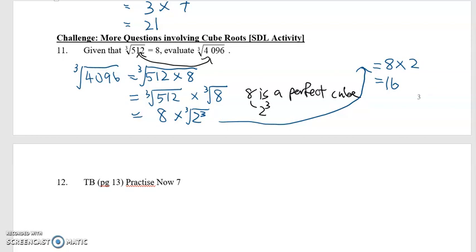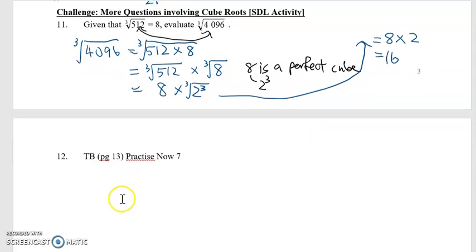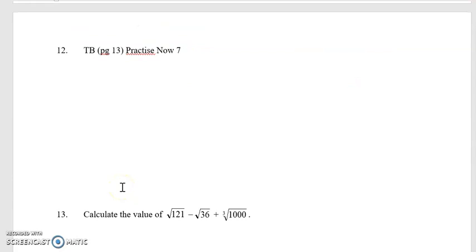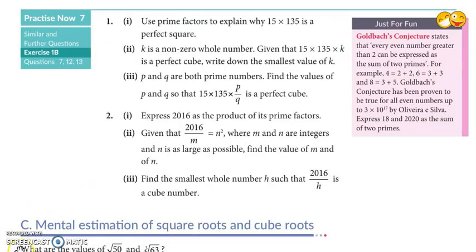Now the next ones, these questions are also slightly more challenging because they test concepts of perfect squares, perfect cubes, and prime factorization. So we'll be looking at textbook page 13, practice now 7. The questions might look a bit foreign now, but don't worry, we will try them together and then we will see how we can understand them.